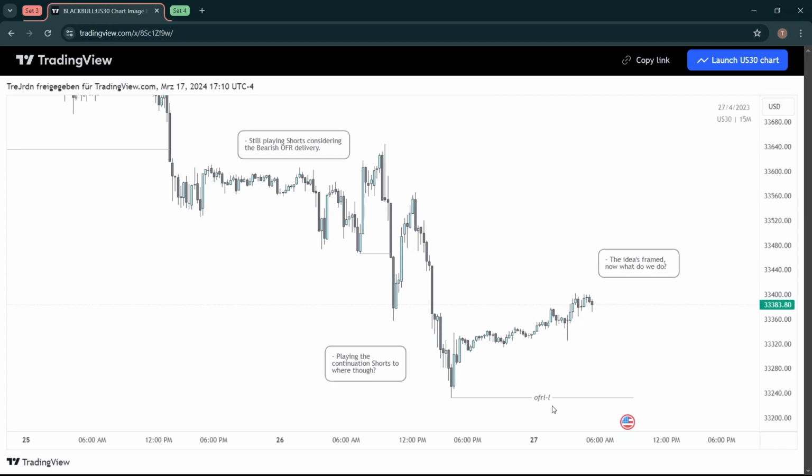Mostly it is our flow range liquidity low. The idea is already framed, so now what do we do? It plays on to the second, third, and fourth steps. But we can see the idea being framed, or a short idea being framed based on the information we extract. So what happened before, what is happening now?